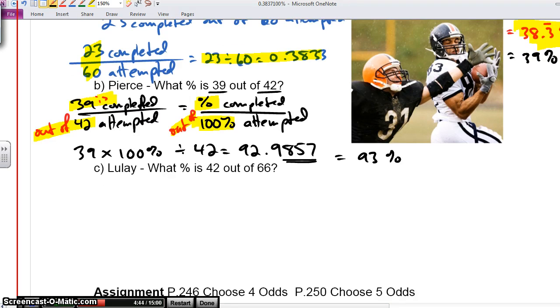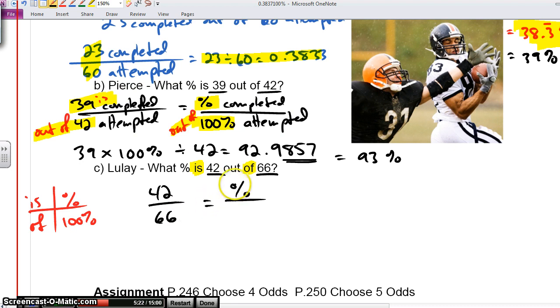All right, Lulay, last quarterback here. Lulay is passing 42 out of 66, completing 42 out of 66 passes. So let's set up a percent box again. And there's those words, right? I was kind of leading you in with the words before: is 42, so the is piece goes top left. Out of 66 goes bottom right. So a lot of people think about the percent box like this: is, of, percent, 100%. And that's your proportion. That's what you're setting up. So the 42 goes in the is spot, out of 66. He completes 42 out of 66, so it's going to equal the completed percent out of 100%.